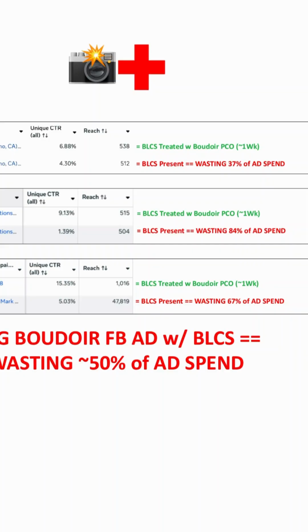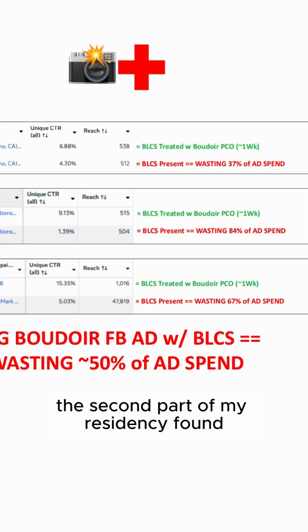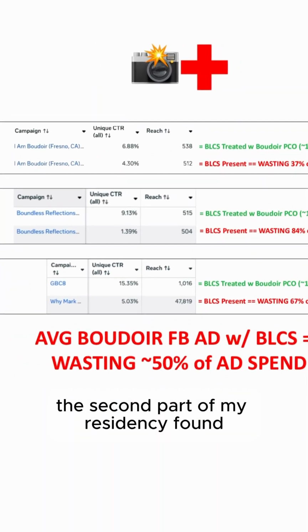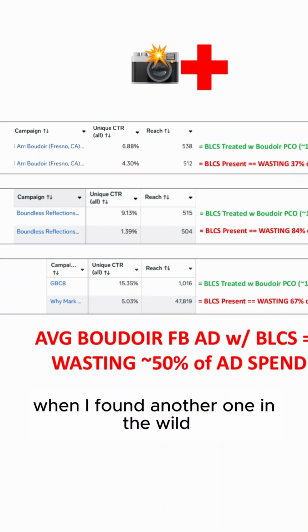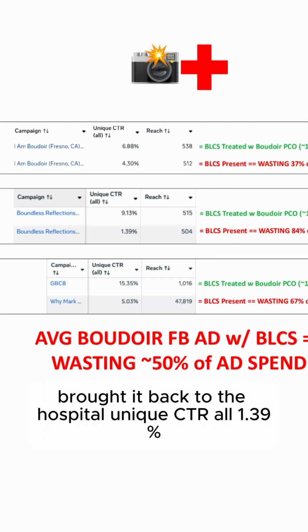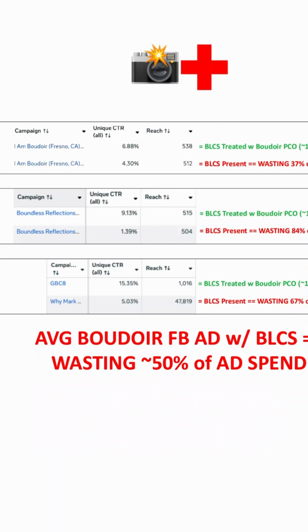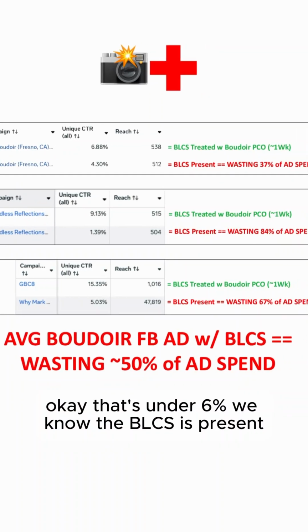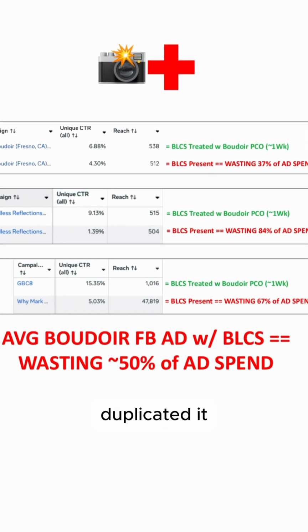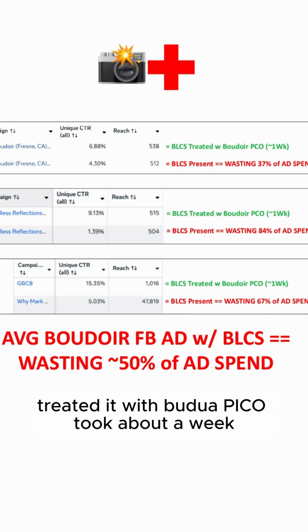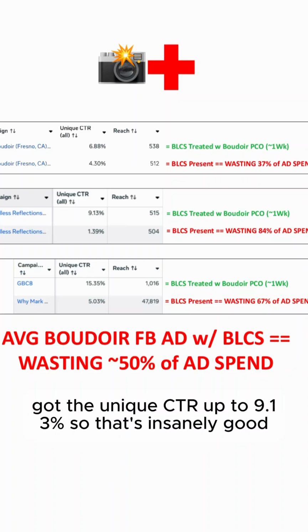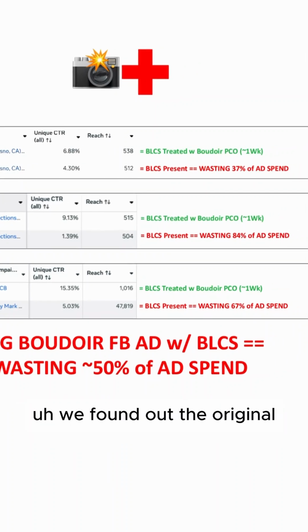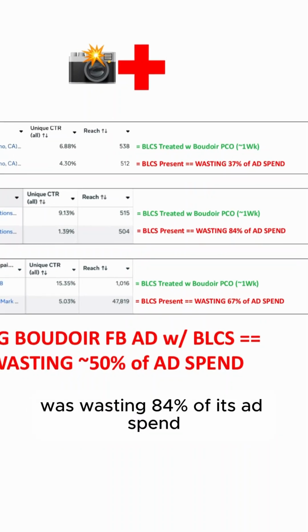Now, the second part of my residency, found another one in the wild, boudoir Facebook ad, brought it back to the hospital. Unique CTR all 1.39%. Okay, that's under 6%. We know that BLCS is present. Duplicated it, treated it with boudoir Pico, took about a week, got the unique CTR all up to 9.13%. So that's insanely good. We found out the original was wasting 84% of its ad spend.